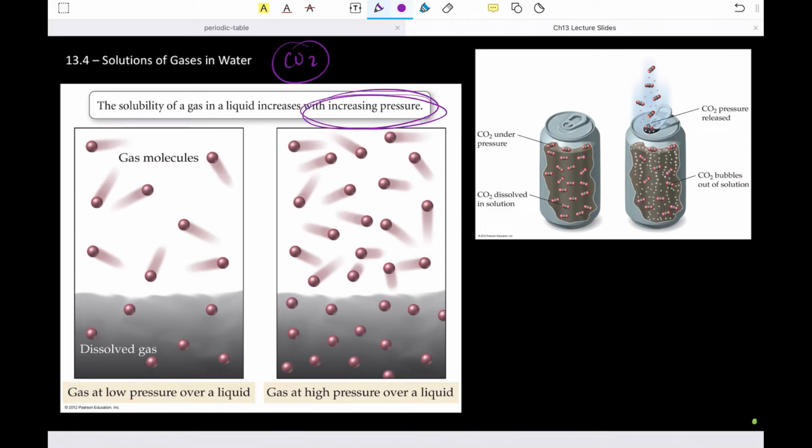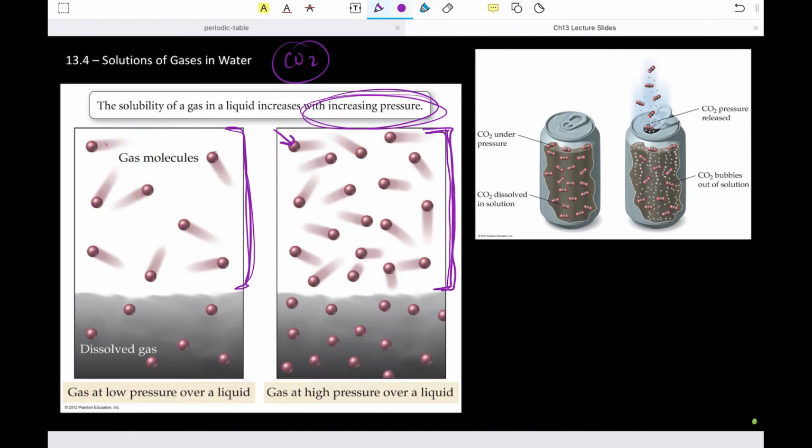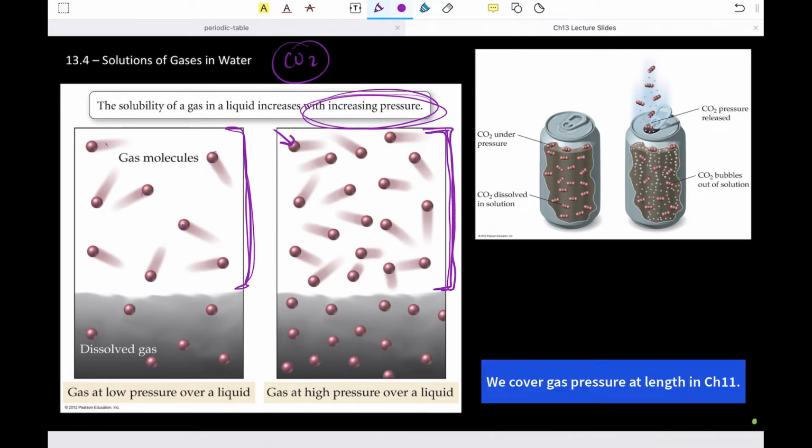And to be specific, it means increasing the pressure, like in this picture, of the gas particles above the liquid. So if we compare these two, we'll see that in the picture on the left, we have 1, 2, 3, 4, 5, 6, 7, 8 gas molecules in the space above the liquid floating around, applying pressure, where pressure is the force when that molecule runs into something. It applies a force, and that's what we mean by pressure.